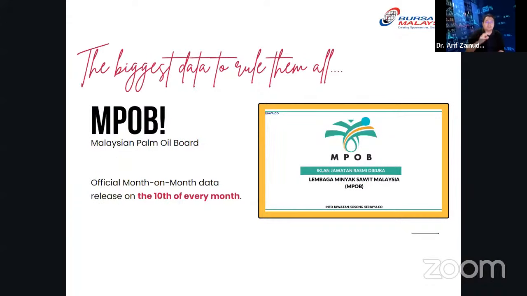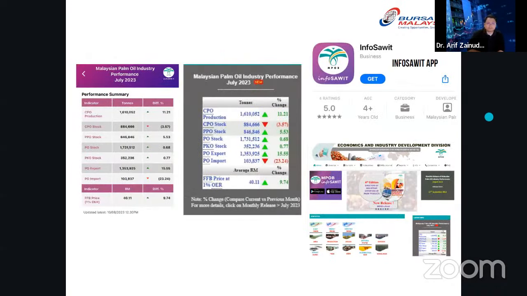And then the next one is the biggest data to rule them all, the official data. I would call it the ultimate data, the MPOB, the Malaysian Palm Oil Board. They usually release the data on the 10th of every month. If the 10th of the month is a holiday, they will release the data on the next working day. So what kind of data do they release? The data they're releasing is the total performance for the whole month. So we're going to be seeing who's winning.